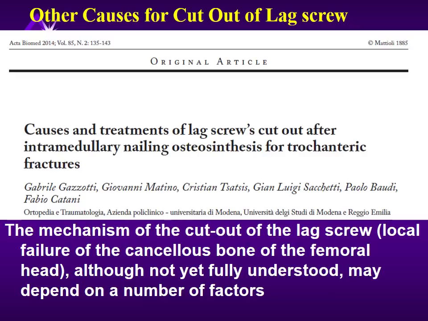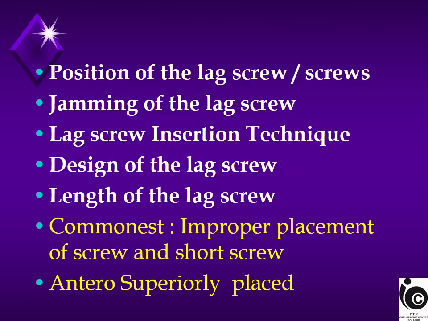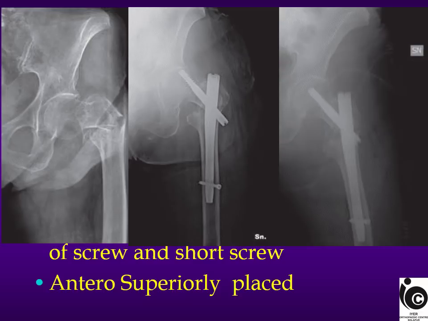This is a very interesting article which talks about the length of the lock screw, the cutout, and the outcome of the surgery. There are so many important things in this article, like position of the screws, jamming, lag screw insertion technique, design of the lag screw, and length of the lag screw. The commonest is improper placement of the lag screw and a short screw. Superiorly placed screws are some of the commonest mistakes, where the cutout and the Z effects are more. Here is a superiorly placed screw which has come out immediately.